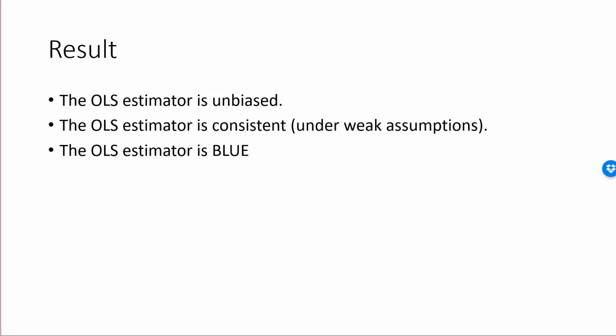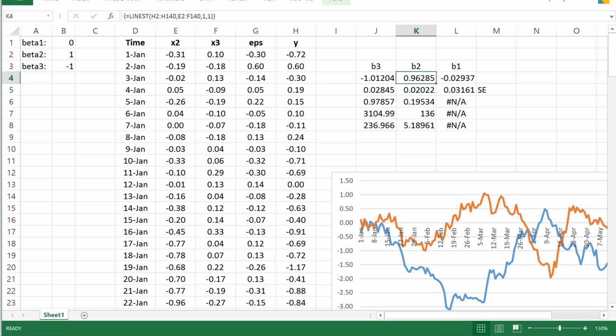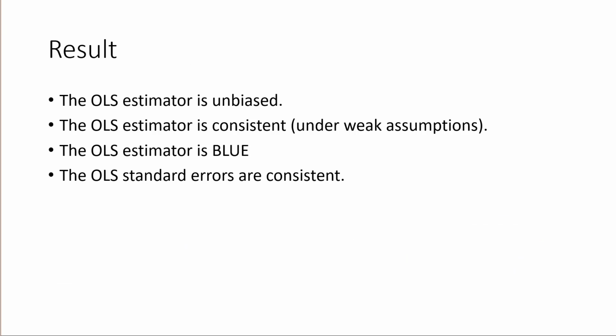Linear, remember, it means that the OLS estimates are all linear functions of the y data, and best means that it has the lowest variance among all linear and unbiased estimators. Also, the OLS standard errors are consistent. So these numbers here, which are so important for any kind of inference, I can trust those. Those will be consistent.